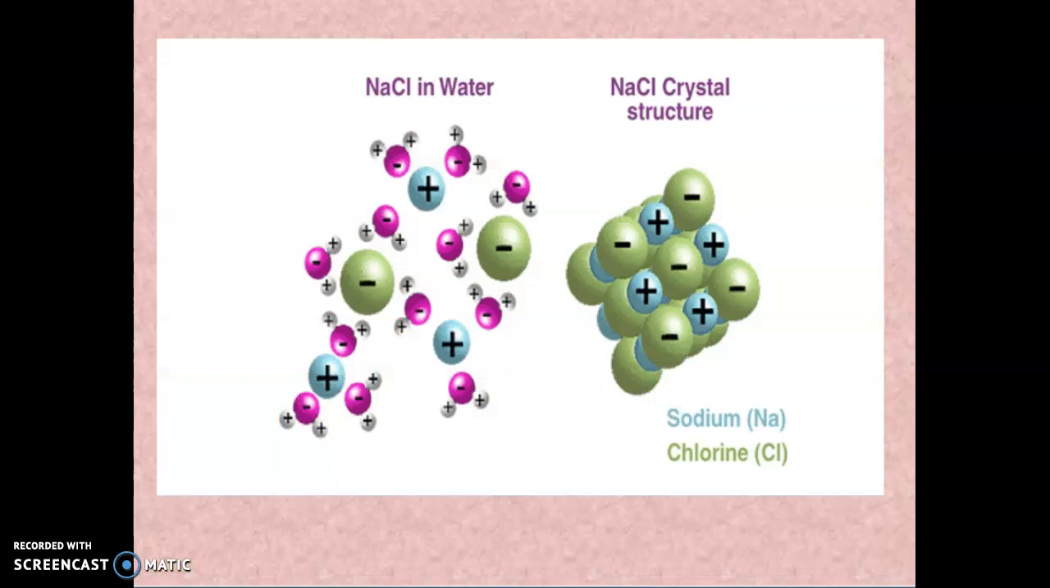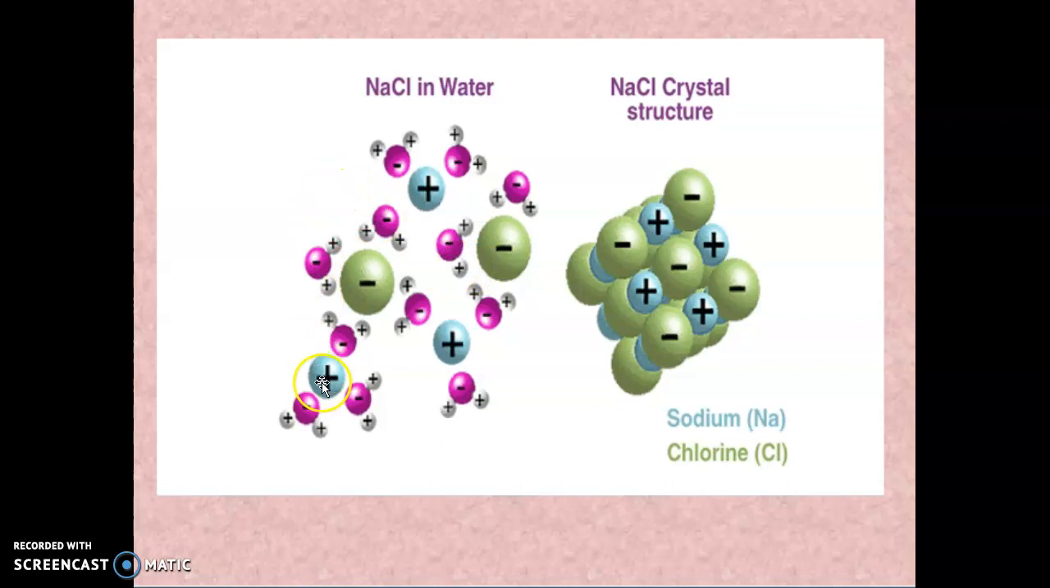So now you can see the diagram of sodium chloride dissolved in water. This is the sodium chloride crystal structure, a 3D structure. Here the blue color balls denote sodium, Na+, and the green color balls denote chlorine. You can see alternating positive and negative charges, and in between there are also alternating positive and negative charges. Now when it is dissolved in water, you can see that.